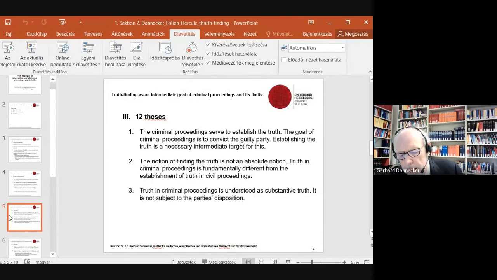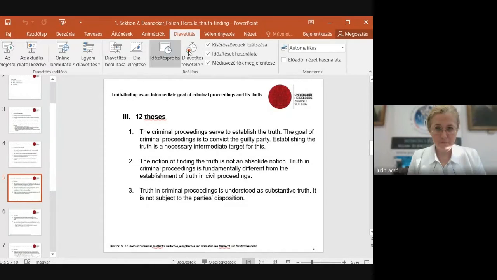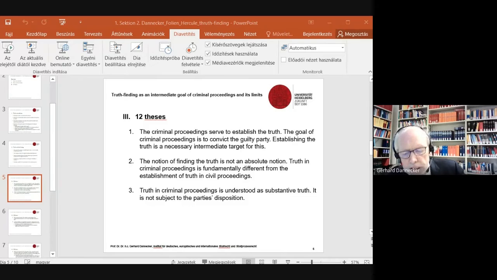Second, the notion of finding the truth is not an absolute notion. It significantly depends on the type of trial. Truth in criminal proceedings is fundamentally different from the establishment of truth in civil proceedings. This becomes particularly clear if one compares the establishment of truth in civil and criminal proceedings: the in dubio pro reo principle, judicial conviction of the truth, acceptance of consensual proceedings.